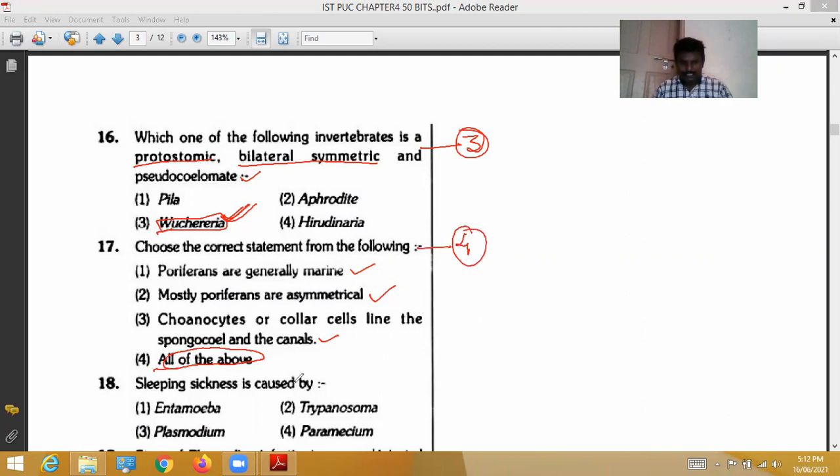Next, 18th question: sleeping sickness is caused by. Entamoeba causes amoebiasis. Trypanosoma causes sleeping sickness. The complete name of the sleeping sickness parasite is Trypanosoma gambiense, which causes sleeping sickness in human beings. So the second option is correct. Plasmodium causes malaria. Paramecium causes various infections. So for the 18th question, the correct option is the second one.